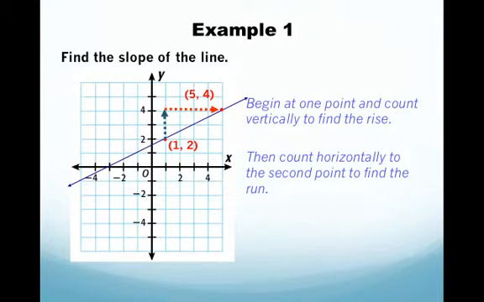If we start here, it's 1 square, 2 squares, 3 squares, 4 squares. So the rise again is 1, 2, and the run is 1, 2, 3, 4. So our slope would be 2 over 4, and if we reduce that, that would be 1 over 2. So the slope of this problem is 1/2. The rise is 1, the run is 2.